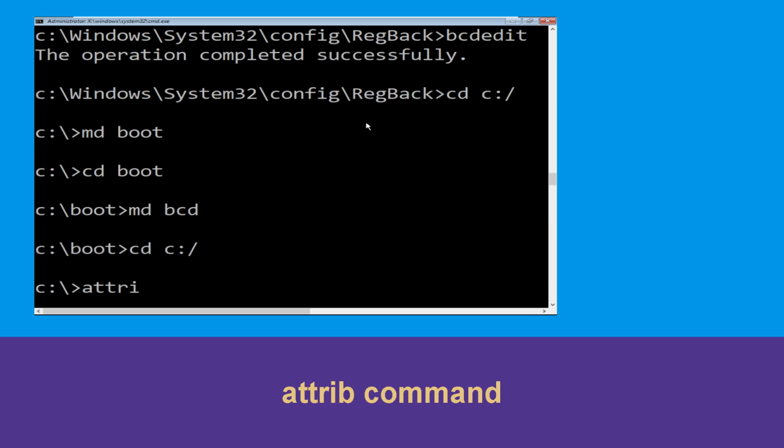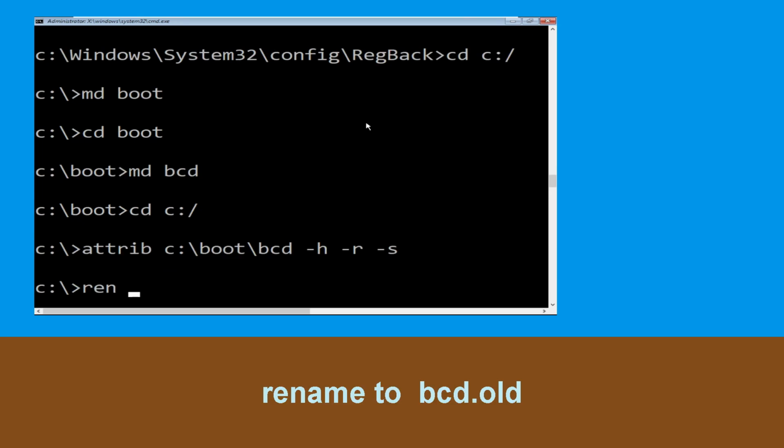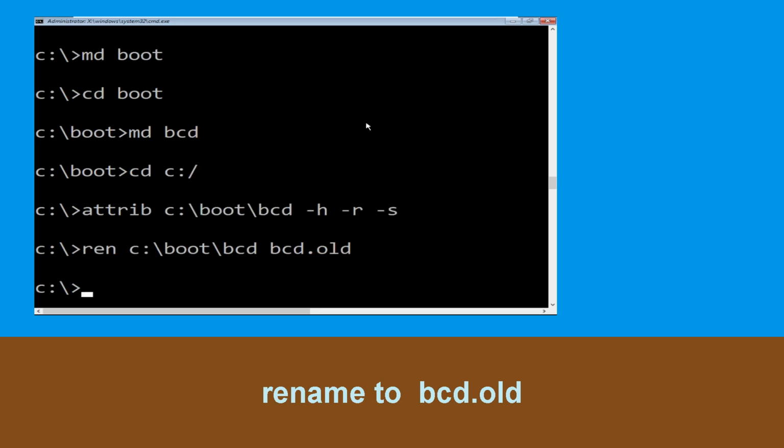Now execute this command. Type attrib space c:/ \boot \bcd space -h space -r space -s and simply hit enter. Now type ren space c:/ \boot \bcd space bcd.old, then hit enter.